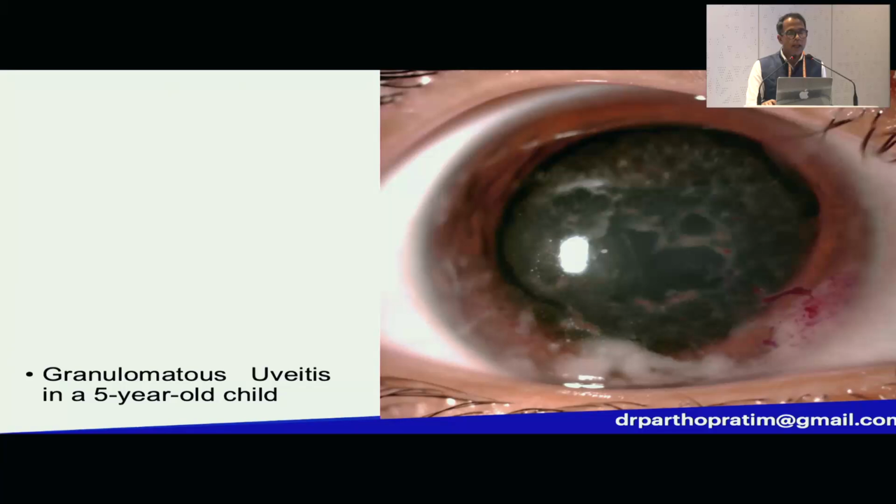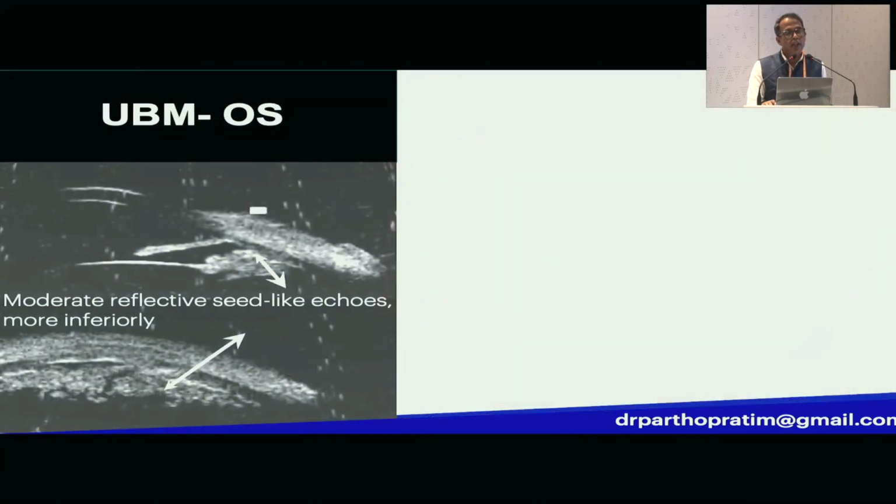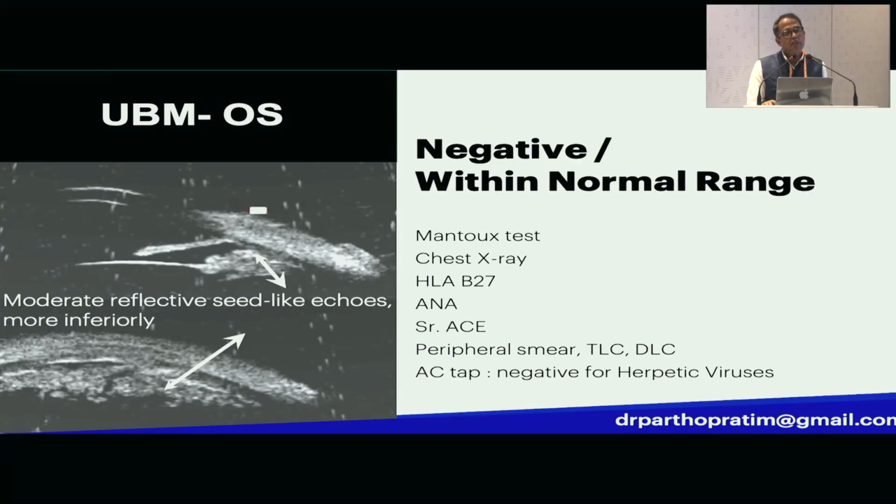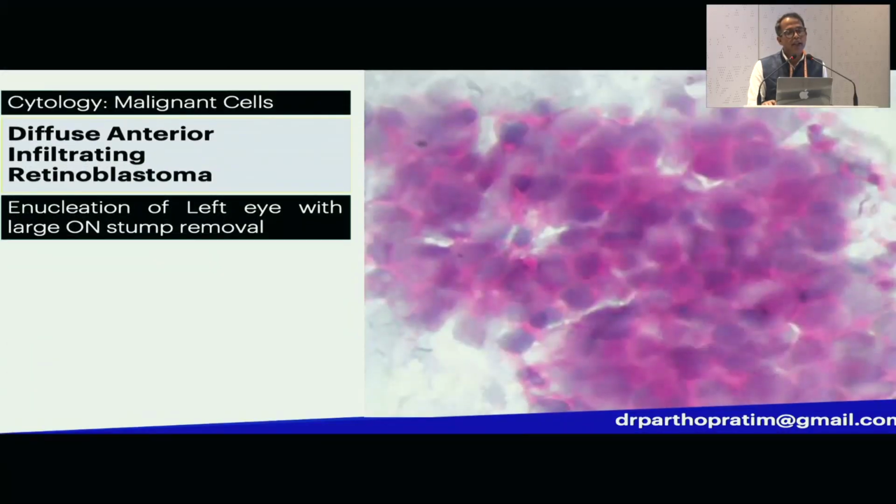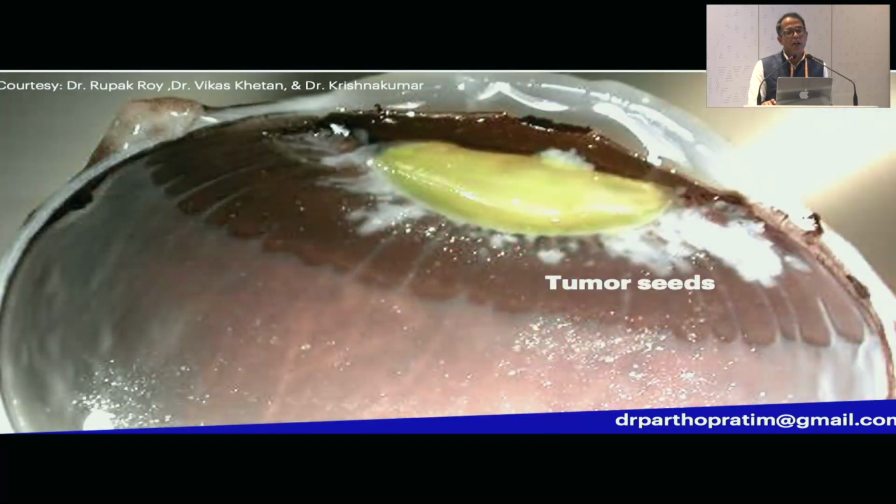This is another granulomatous uveitis in a 5-year-old child. You would maybe have started topical steroid, but UBM picked up some seed-like echoes more inferiorly, every investigation was within normal limits, and the anterior chamber tap revealed malignant cells. This was a case of diffuse anterior infiltrating retinoblastoma. Look at the location of the tumor cell seeding, and you can make out that sometimes these seeds can come to the anterior chamber, mimicking a case of granulomatous anterior uveitis.